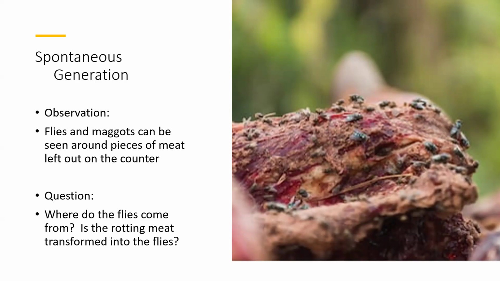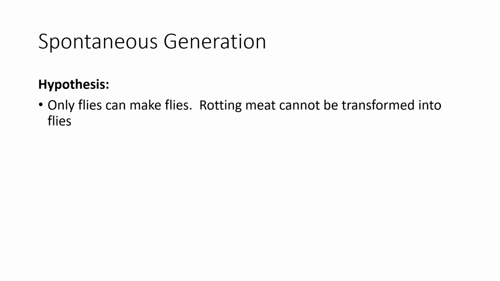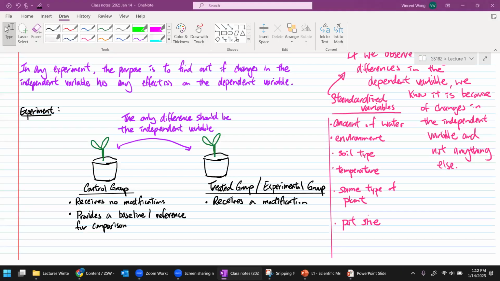Okay, so observations, questions, and then what comes next? Hypothesis. So the hypothesis was that only flies can make flies. Rotting meat cannot be transformed into flies. Okay. Let's take a look at his experiment.